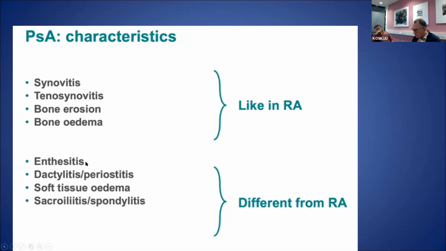Enthesitis, we have talked about that already. Then very pathognomonic for psoriatic arthritis is dactylitis. It's for spondyloarthropathy. If you see this kind of dactylitis, the patient is likely to have psoriatic arthritis. Then we see more soft tissue edema. And of course, sacroiliitis is typical for psoriatic arthritis, but we are not talking about that because we are not able to see it with ultrasound.